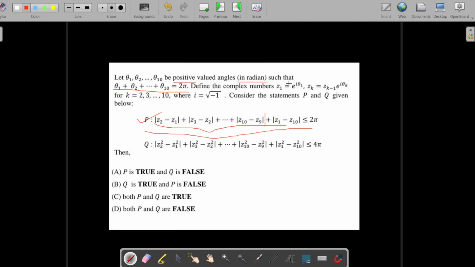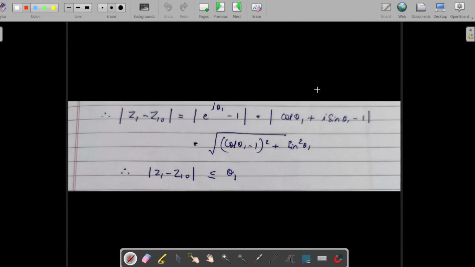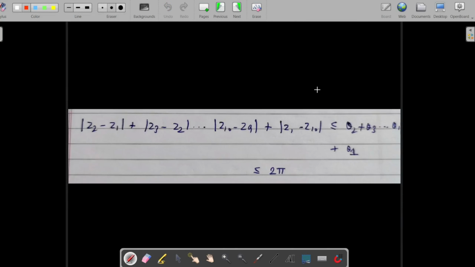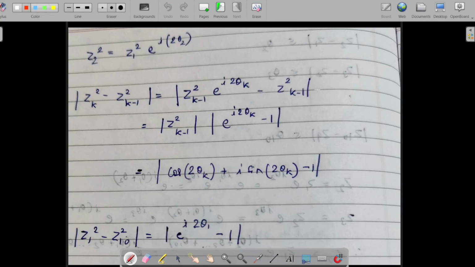When you raise to the power of 2, z1 square will be e raised to the power i 2 theta 1, right? Similarly z2, z3, z4. So you just have to notice that. I won't be deriving it completely now because that is up to you, because it's the same thing. Just notice that z2 square will be z1 square into e to the power i 2 theta 2.